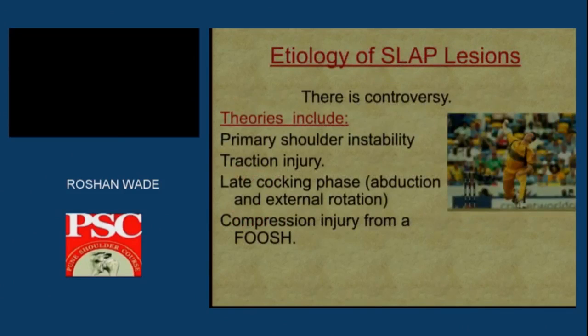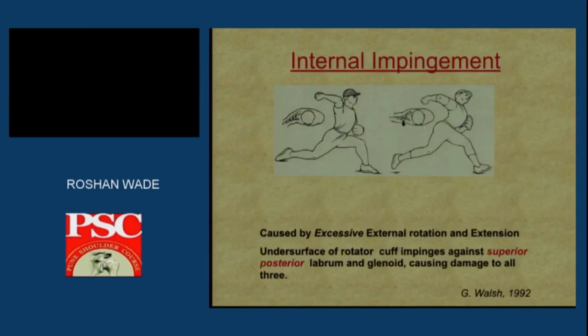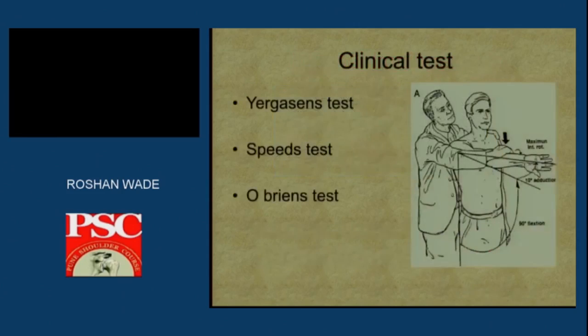So the etiology of SLAP: there are many theories. The primary theory is primary shoulder instability, traction injury, late cocking, especially in bowlers like pitchers, or it could be a push injury, a fall on an outstretched hand. Internal impingement, as described by Jobe and Walch: whenever you have an internal impingement, that is impingement between the rotator cuff, the supraglenoid tubercle, and the biceps-labral complex. So the biceps-labral complex basically gets peeled off, or it gets avulsed, because of this internal impingement.